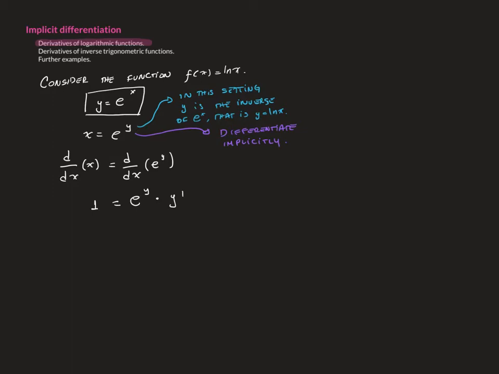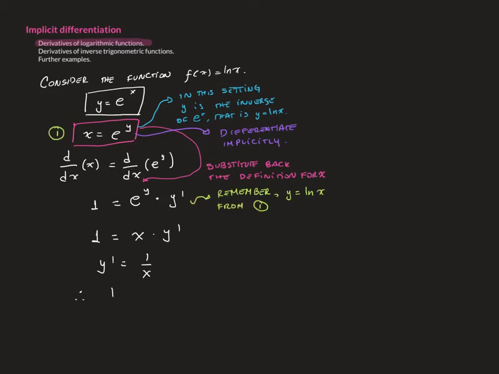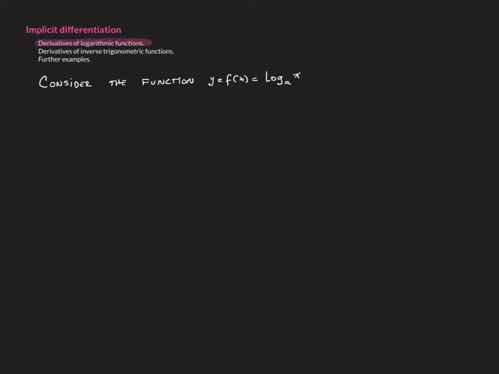Now I have this expression and I can't really do anything else. So what I want to do is go back 2 lines before and say, hey, I had defined e power y as x. So I'm going to take that and substitute it right here, so that my expression becomes 1 equals x times y dash. And doing this, I get y dash is equal to 1 over x. Therefore, I can say that the derivative with respect to x of the function ln x is equal to 1 over x.